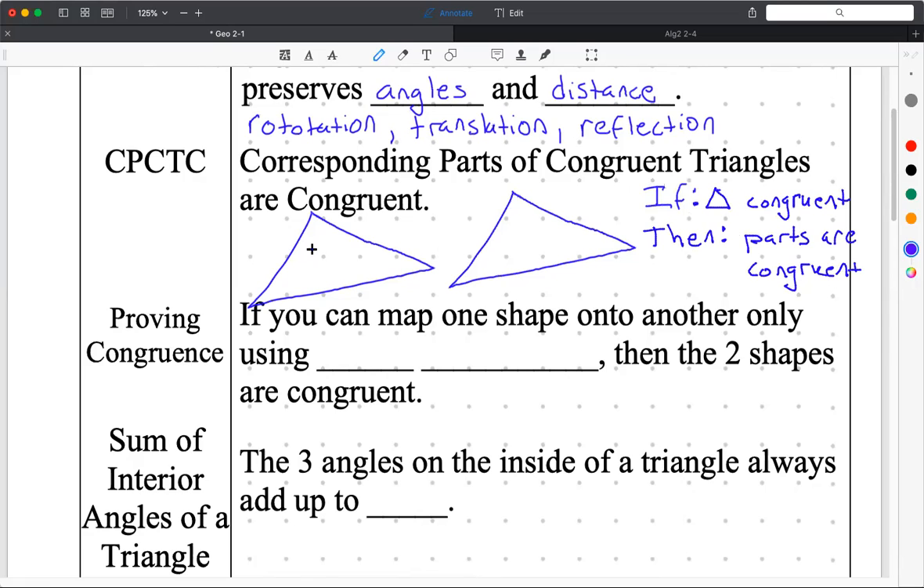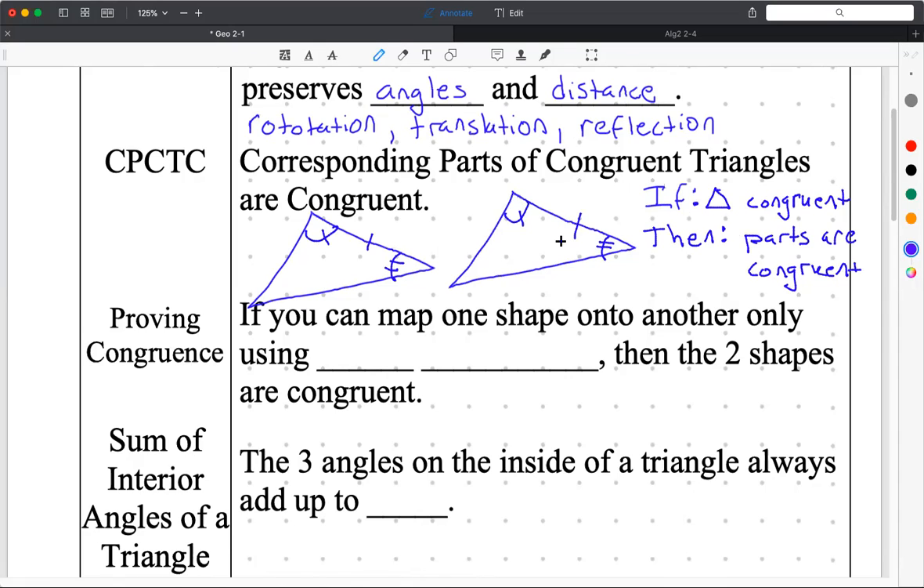So I'm now telling you, hey, these triangles are congruent. Well, then that means that this angle must match this angle. This angle must match this angle. This side length must match that side length. Those pieces are all congruent. All of those angles are.